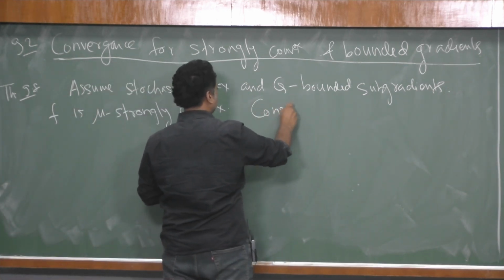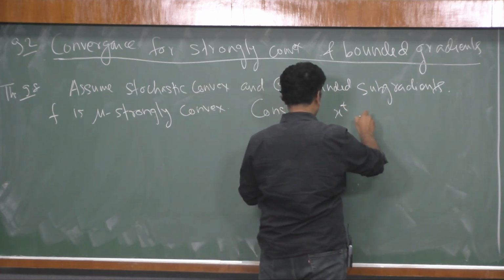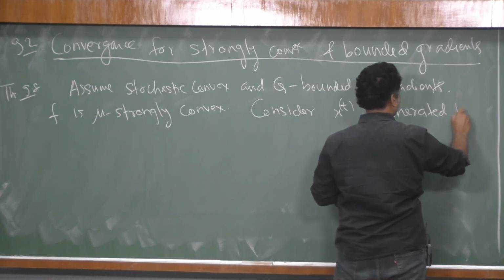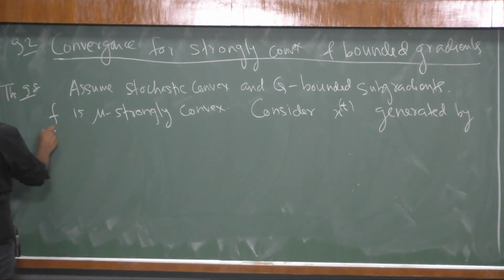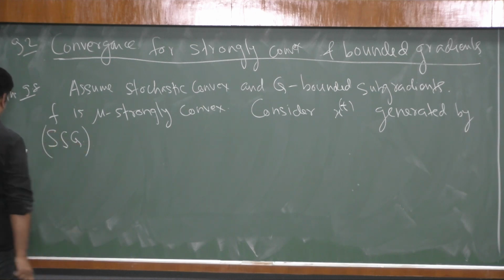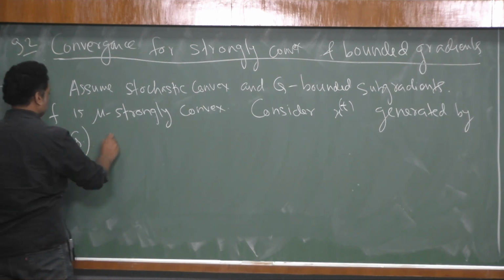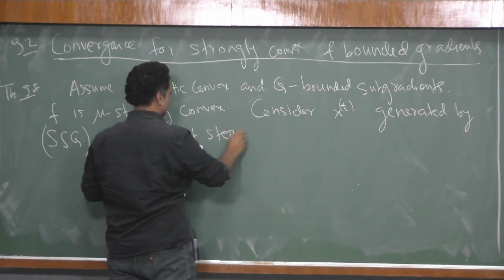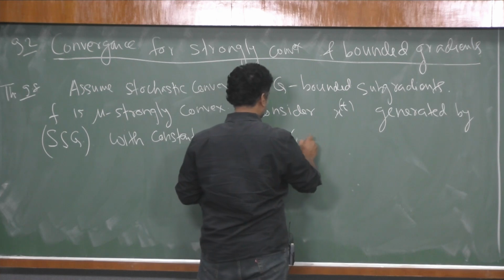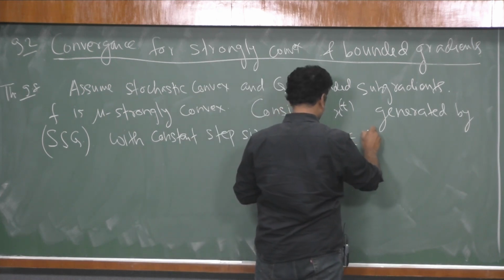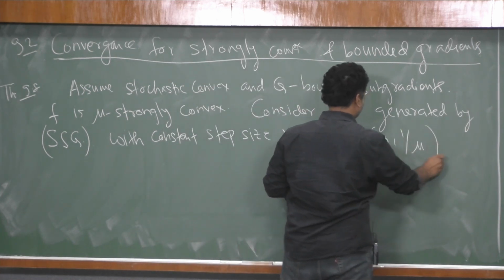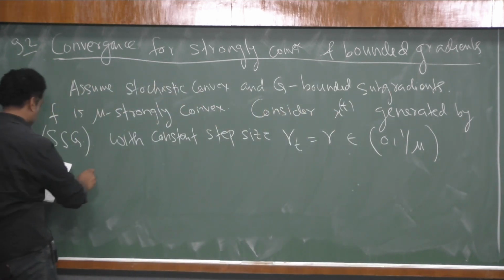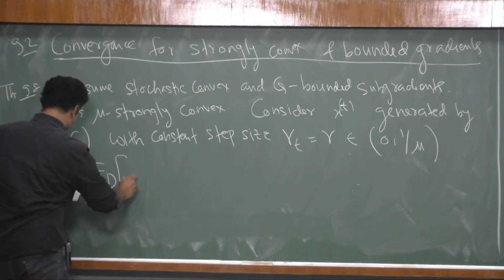and we consider the sequence xt generated by SSD, the stochastic subgradient method that we are doing, and with the constant step size. So in this case we say constant step size, which is gamma t is said to be gamma, and that lies between open 0 and 1 by mu.